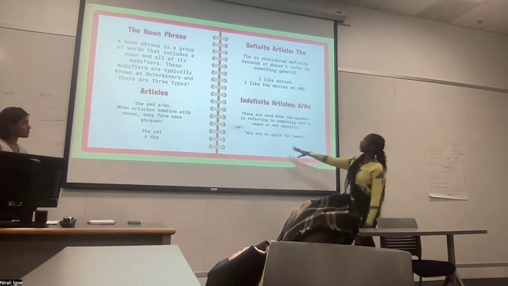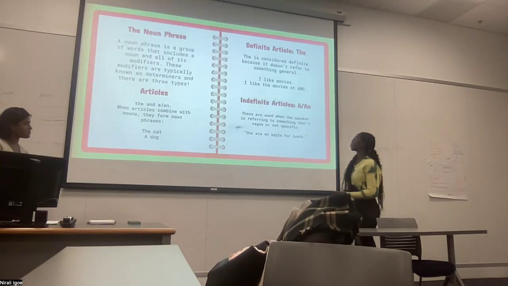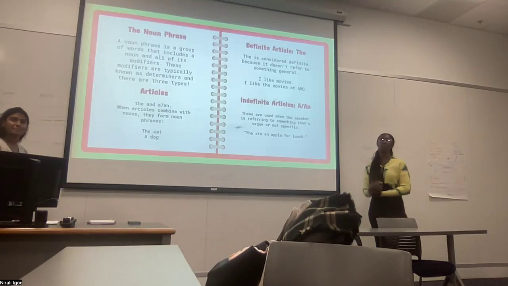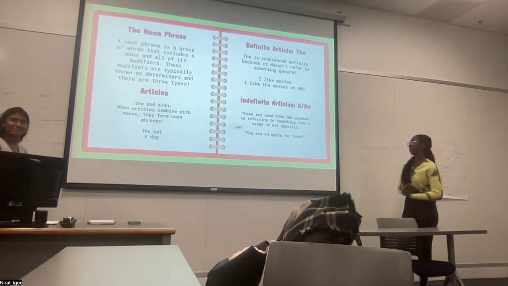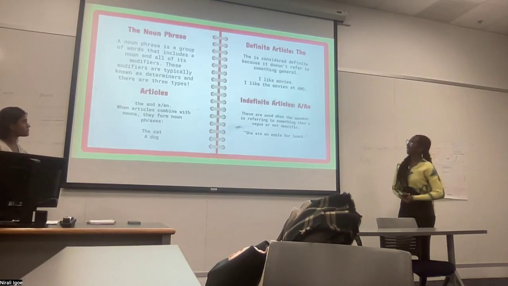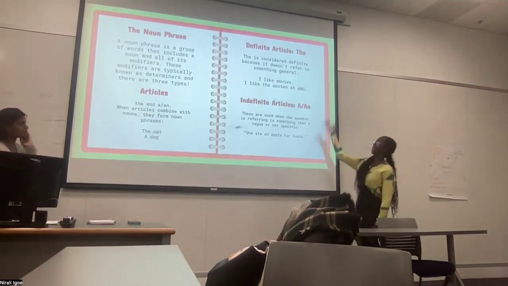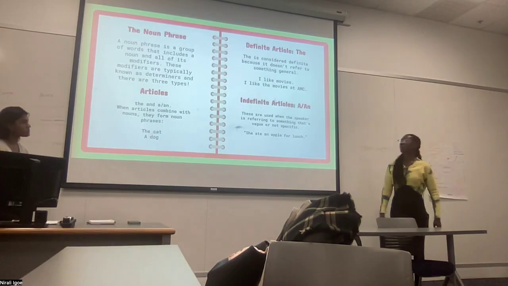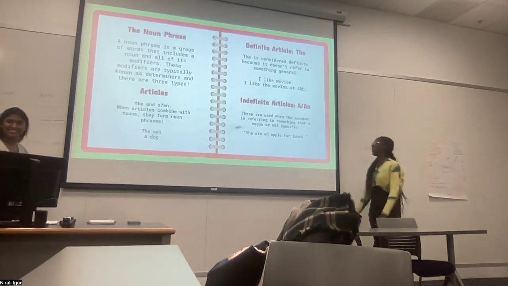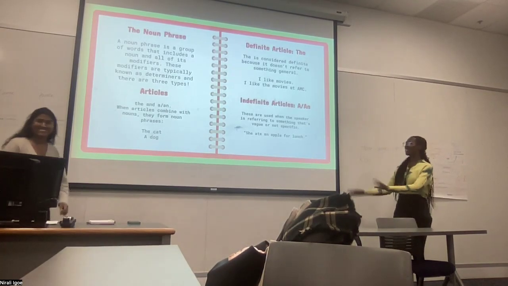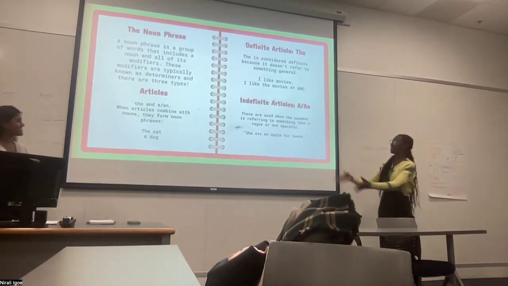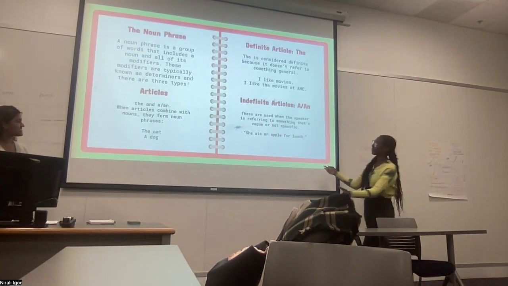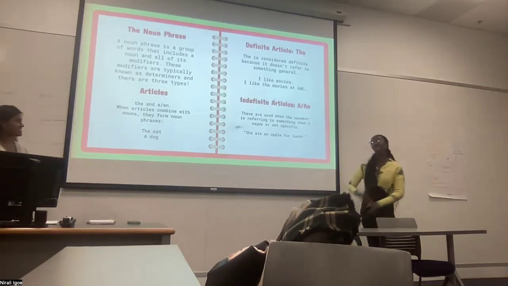Whereas the indefinite articles, a and an, are used when the speaker is referring to something that's more vague or not specific. So, she ate an apple for lunch. This could mean any apple. But again, if you use that definite article, she ate the apple from Twilight or from Snow White or something. So this is the first type of determiner, and we'll get to the next one.